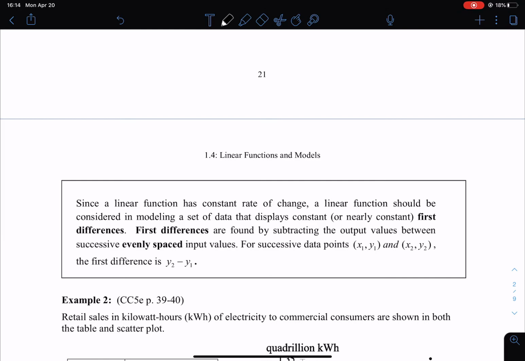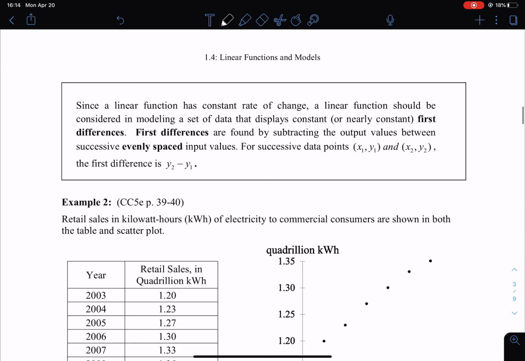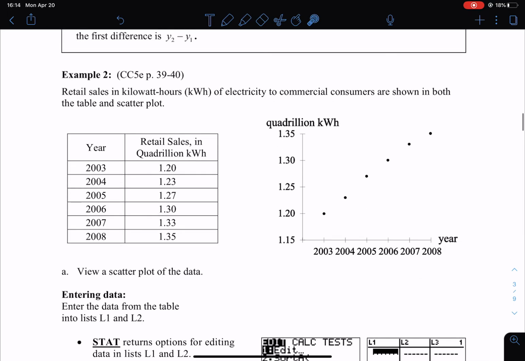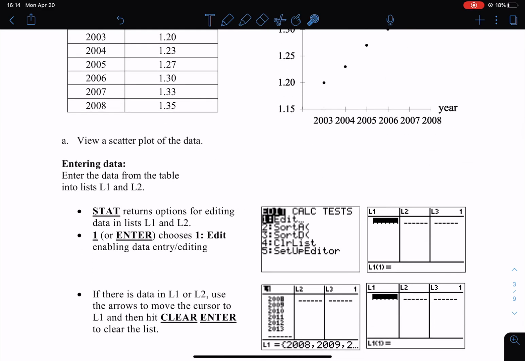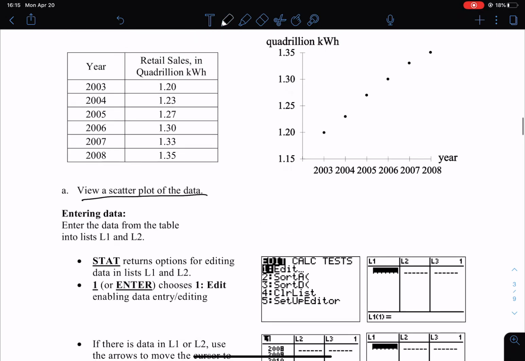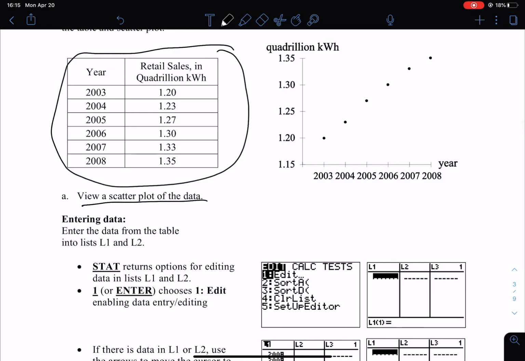So let's see example 2. Example 2a shows you how to enter the data. Example 2a will make a scatter plot of the data. So if we are only given this data table, how can we get this one?